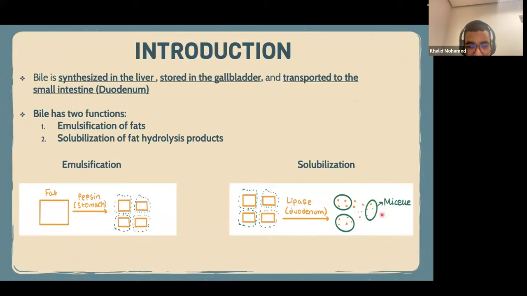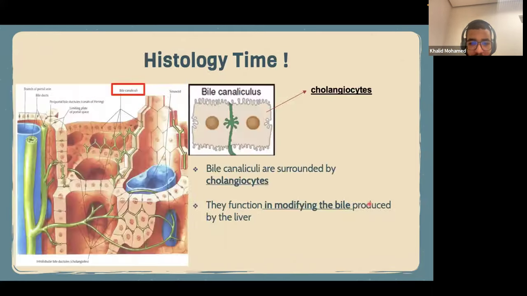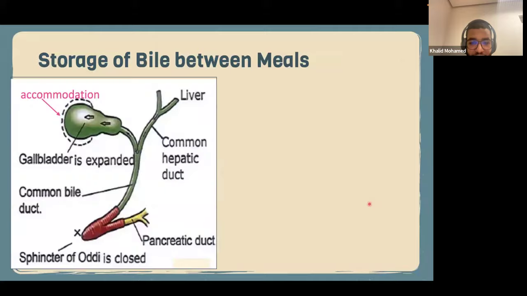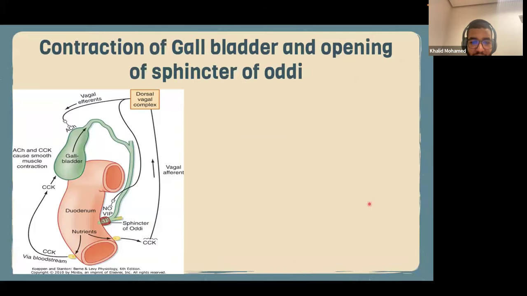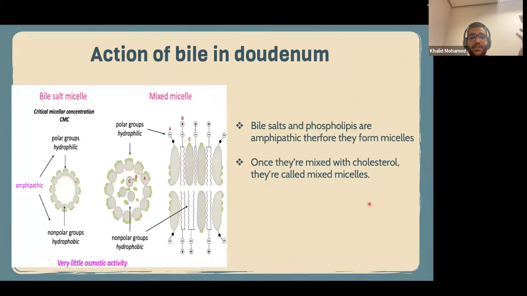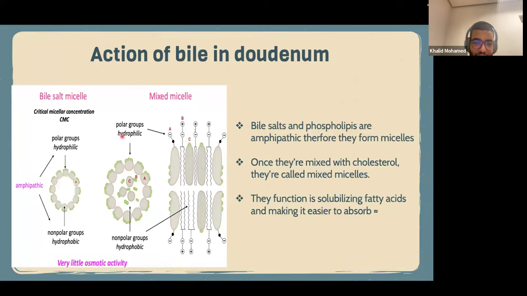Now how do these micelles form? We said the bile acids and phospholipids are amphipathic, so they have polar, hydrophilic groups, and they have non-polar, hydrophobic groups. The hydrophilic groups love water, they love liquid, so they stay on the outside, and they hide the hydrophobic non-polar groups inside, forming a circle like this.